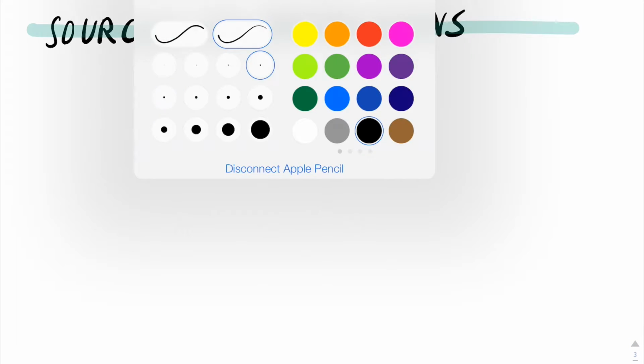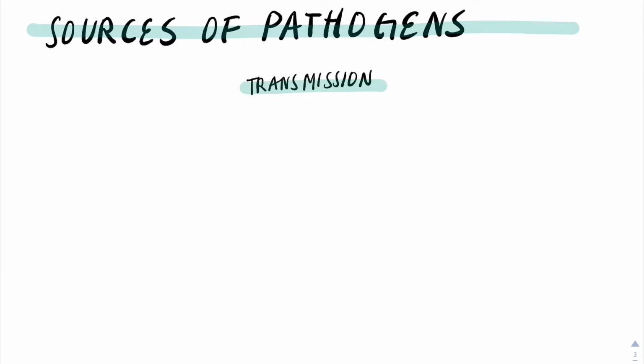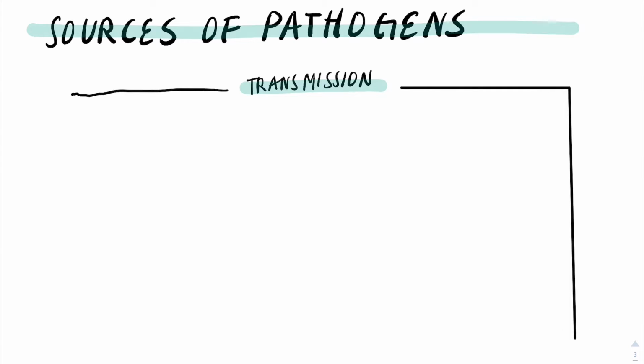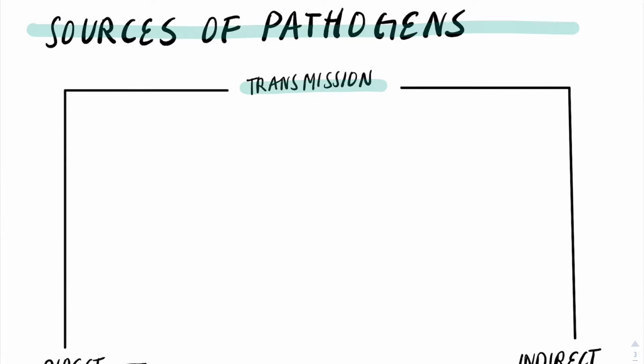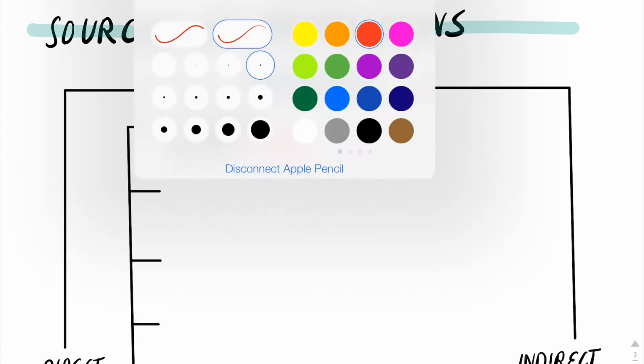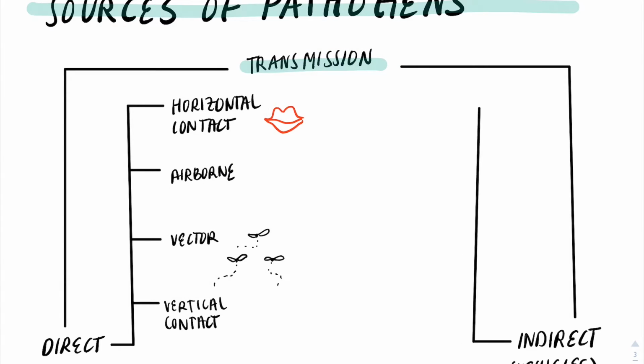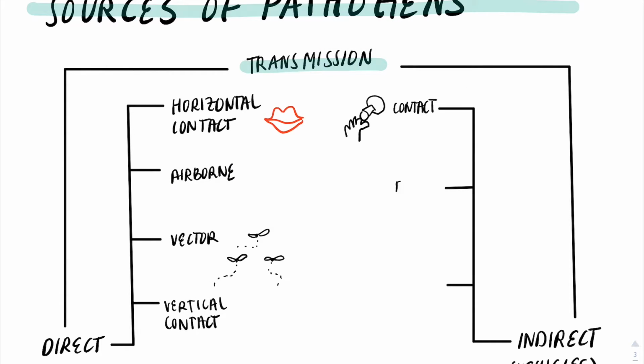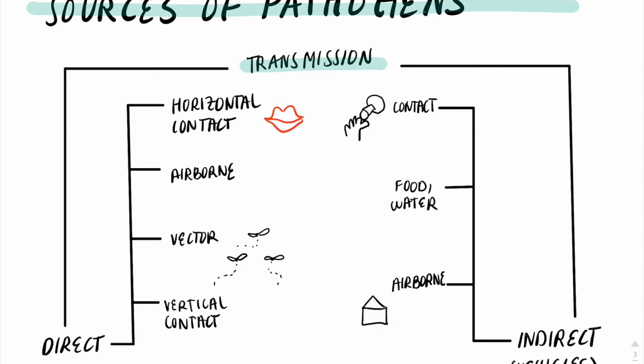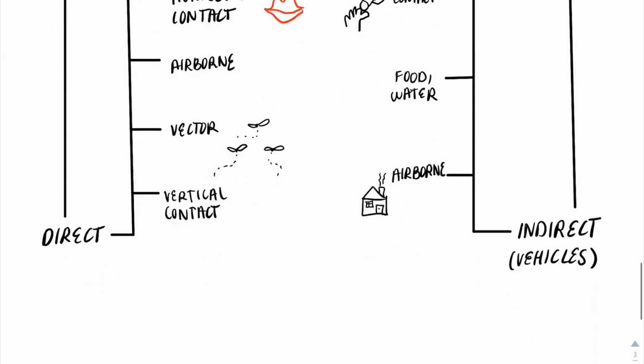There are sources of pathogens. The transmission of pathogens occurs in two different ways, direct and indirect, which is also known as vehicles. The direct transmission is divided into four subcategories: horizontal contact, airborne, vector, and vertical contact. Indirect or vehicle transmission is also classified into contact, food/water, and airborne.